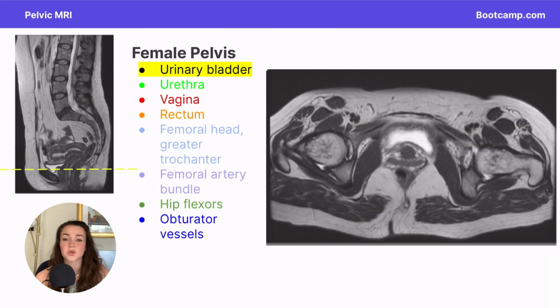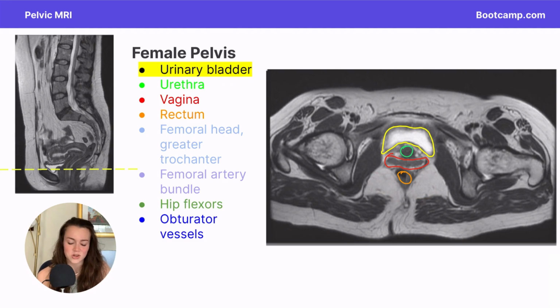All right, taking things down caudally now, let's take a look at our urinary bladder, which is glowing white per usual. Behind that is our urethra. Behind that is the vagina. And then behind that is the rectum. And you can see the ischiorectal fossa right here on either side to help orient you that that's the rectum.